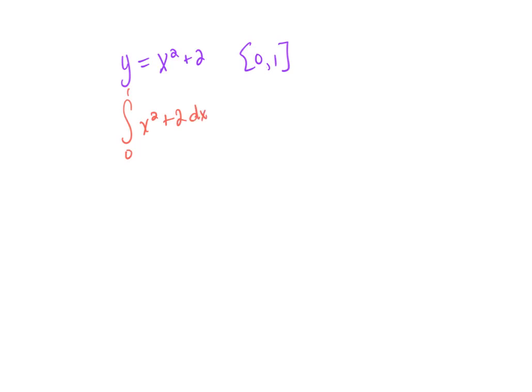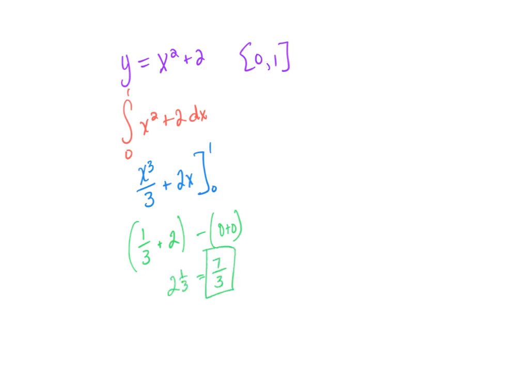So we're going to take the antiderivative. What's the antiderivative of x squared? X cubed over 3. Antiderivative of 2, from 0 to 1. Okay? We're going to plug in a 1. 1/3 plus 2, minus, what happens when we plug in a 0? We get 0 plus 0. That's pretty easy. 1/3 plus 2 is 2 1/3, also known as 7 thirds.